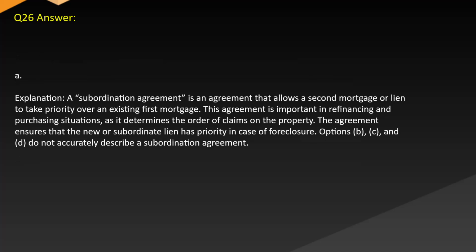Answer A. Explanation. A subordination agreement is an agreement that allows a second mortgage or lien to take priority over an existing first mortgage. This agreement is important in refinancing and purchasing situations as it determines the order of claims on the property. The agreement ensures that the new or subordinate lien has priority in case of foreclosure. Options B, C, and D do not accurately describe a subordination agreement.